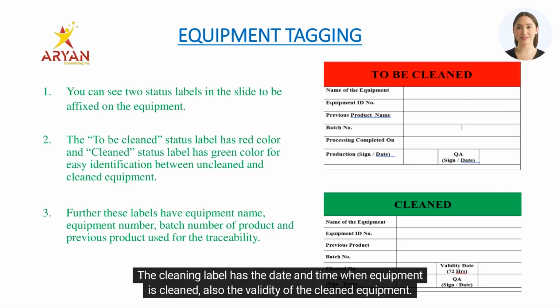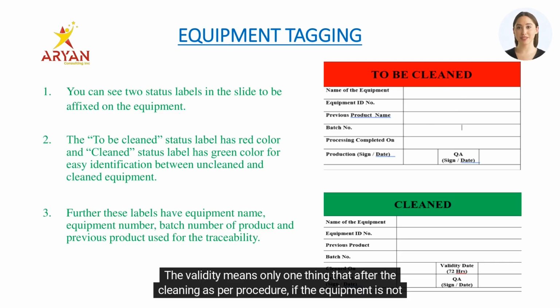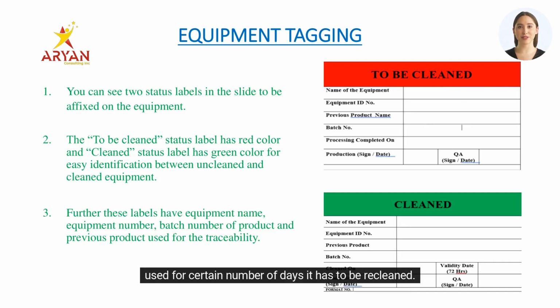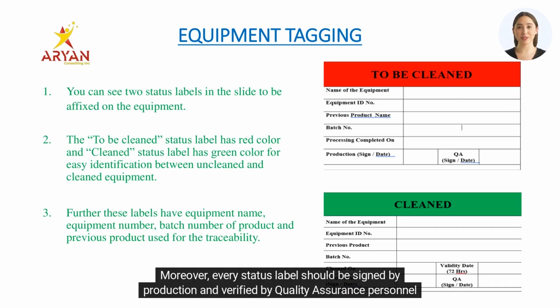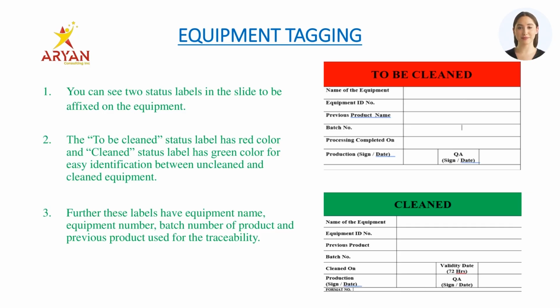The cleaning label has the date and time when equipment is cleaned, also the validity of the cleaned equipment. The validity means only one thing, that after the cleaning, as per procedure, if the equipment is not used for a certain number of days, it has to be recleaned. Moreover, every status label should be signed by production and verified by quality assurance personnel on the floor.